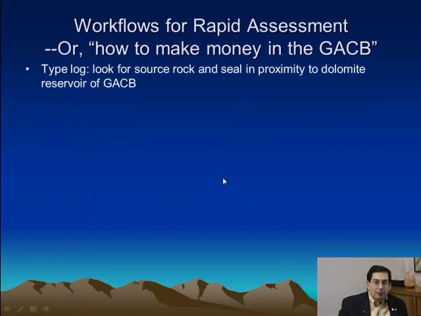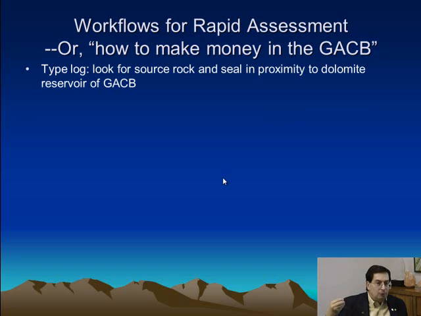One of the first things I would do if coming into a new area is I would immediately look for a type log for the area, because I would like to see the carbonate bank, of course. I want the carbonate bank to be dolomite. Almost all of the production is out of dolomite and not limestone. So I'd want to see a lot of dolomite. I'd want to see where the dolomite was.